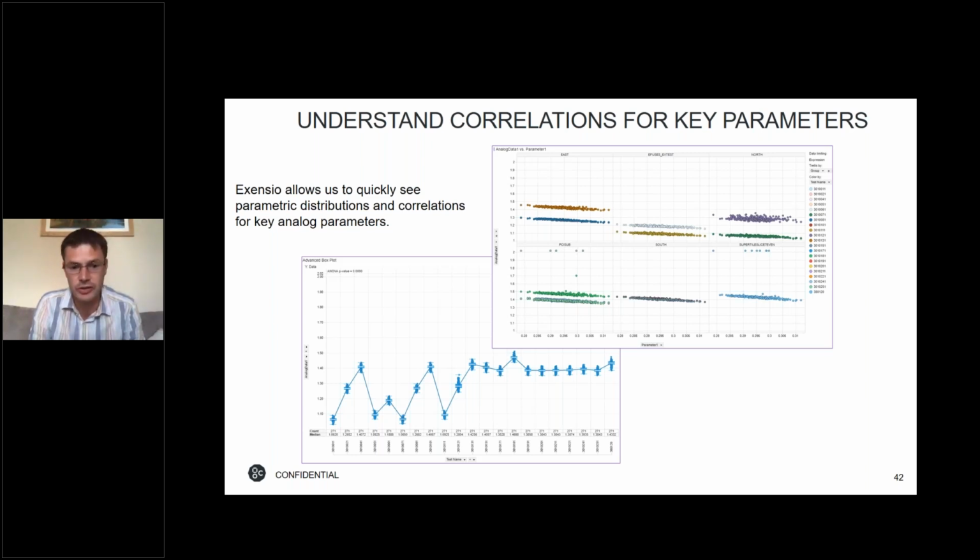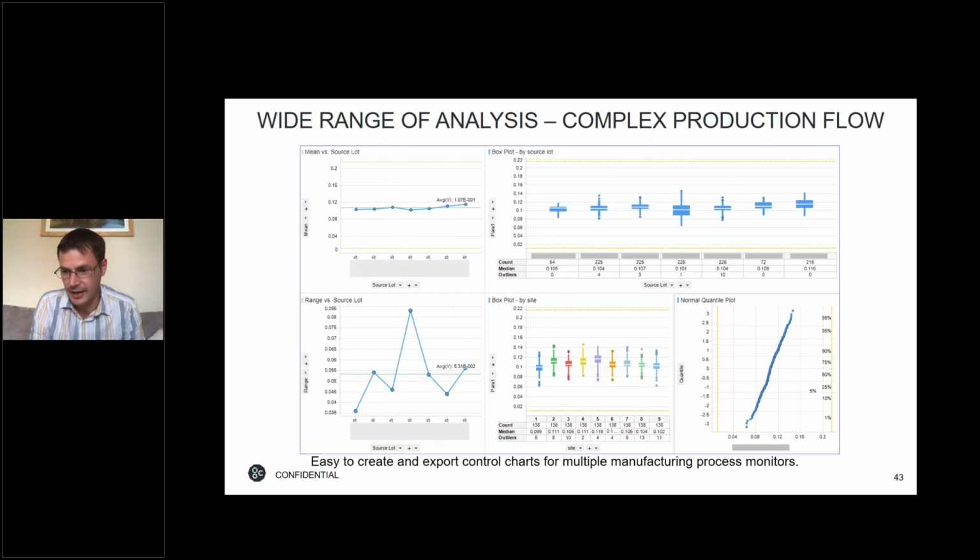So if we go on to the next slide, we're also pulling in data from a wide range of different sources, from manufacturing, process control monitors. These are pretty standard control charts, but the data is integrated into Exensio with our product test data. So it's very easy to generate correlations between wafer level manufacturing data and chip test electrical data.